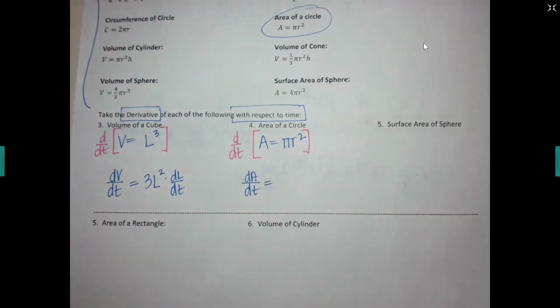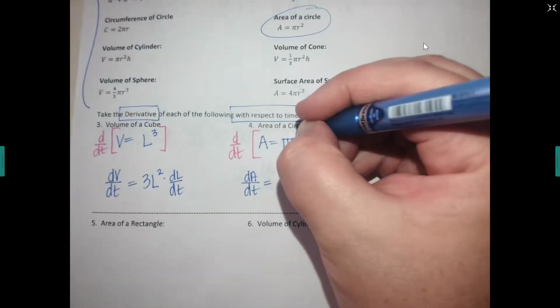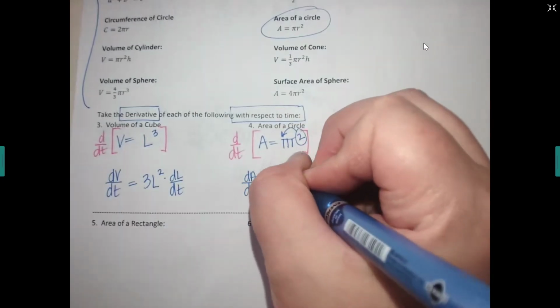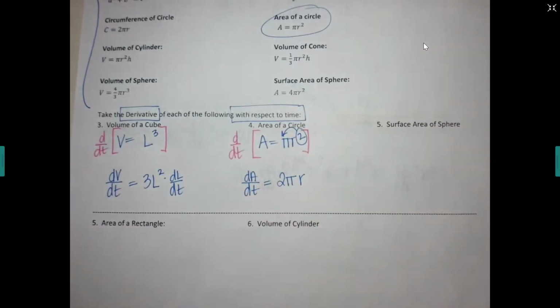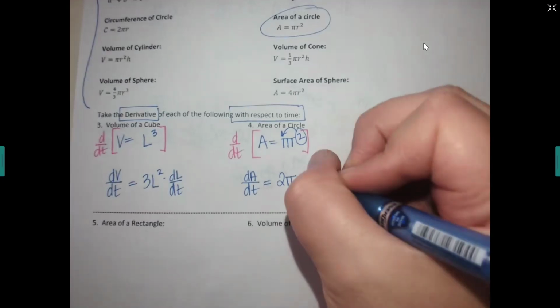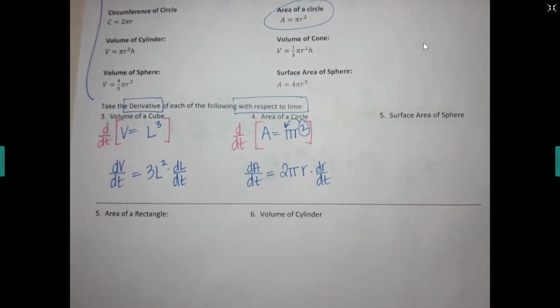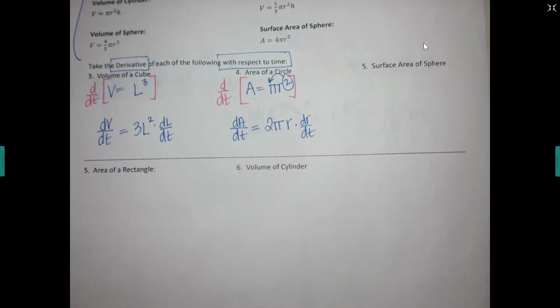And then for the formula side, my 2 would times down on my pi. So 2 times pi is a 2 pi. My R squared is gonna drop to a regular R because I have to power it down. And then attach a dR/dt. And you're done. Okay, one more like that.